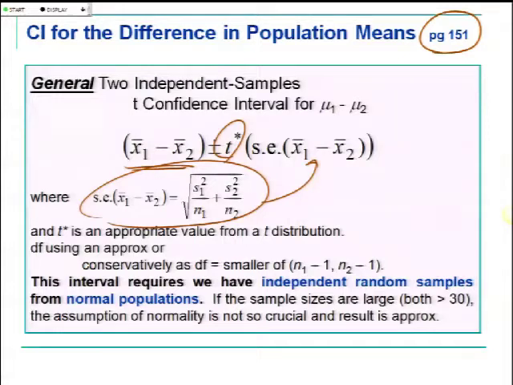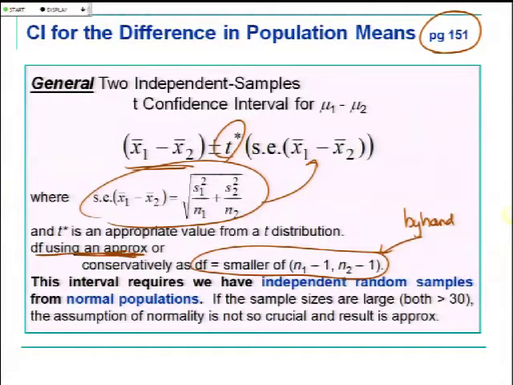The actual approximation that SPSS uses, and we'll see today, for the degrees of freedom, done with the computer, is pretty complicated in terms of how they come up with it. So we'll let the computer do that work for us. If we have to make this general confidence interval by hand, then I want us to use this conservative version, where we find the smaller of the two degrees of freedom for each sample and use that as our degrees of freedom here to look up the multiplier.